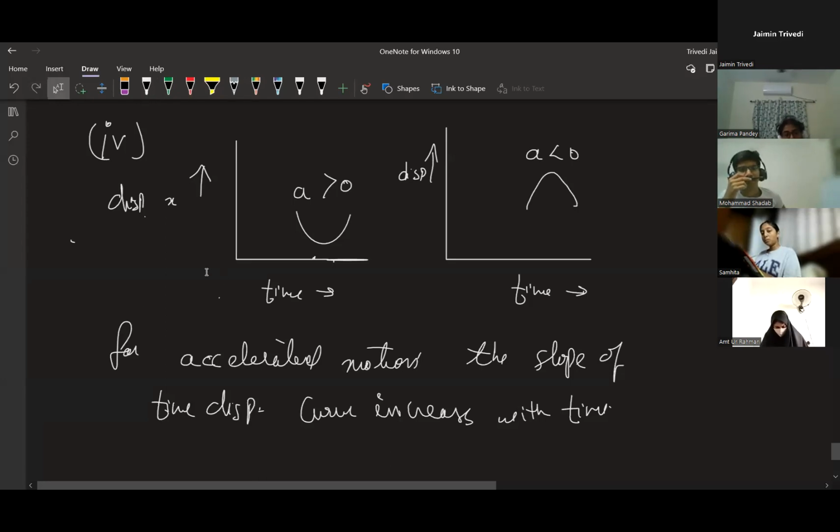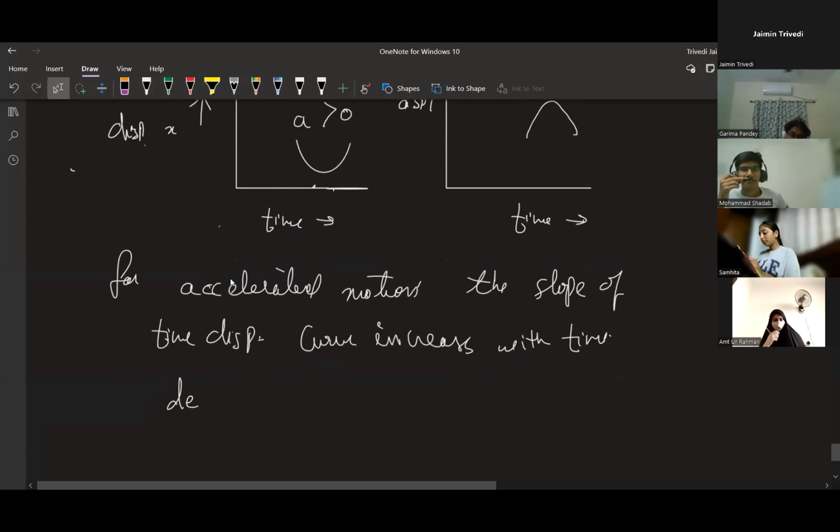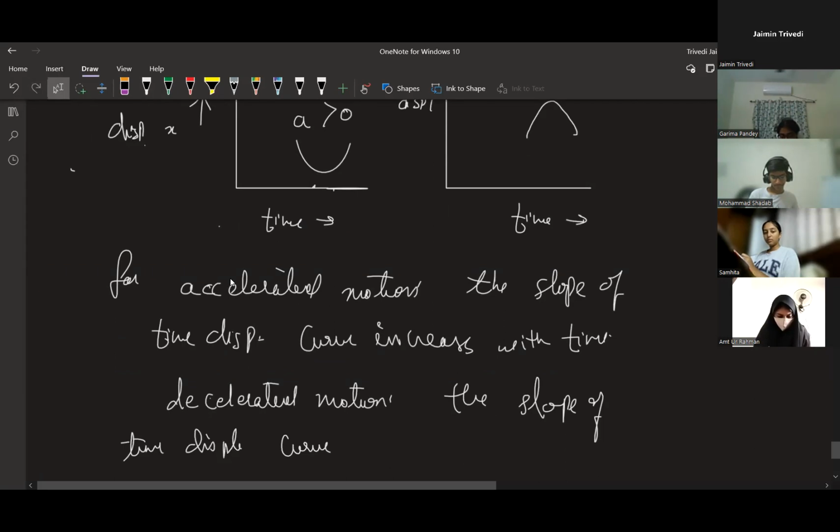Okay. So it increases with time. And decelerated motion or deaccelerated motion, retardation, the slope of the curve decreases with time.